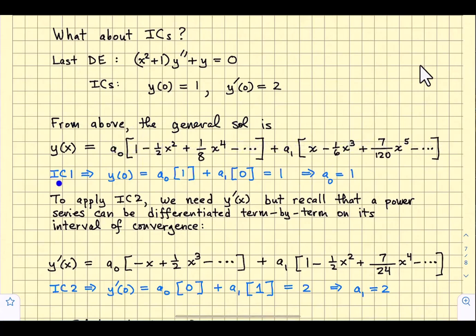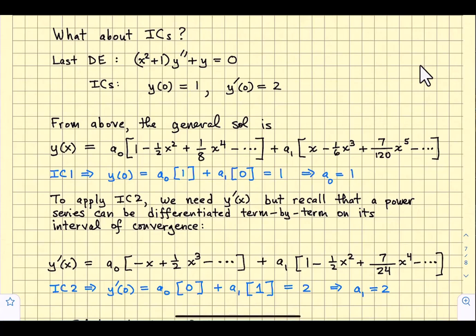And then when we apply our first initial condition, I'm just going to evaluate y at 0. Well, if I evaluate y at 0, there's a whole bunch of x's here. And so everywhere I see an x, I put a 0. Everything in this is going to 0 out. Everything in this is going to 0 out except this. And so I'm just going to get a big A0. And this tells me that A0 has to be 1.